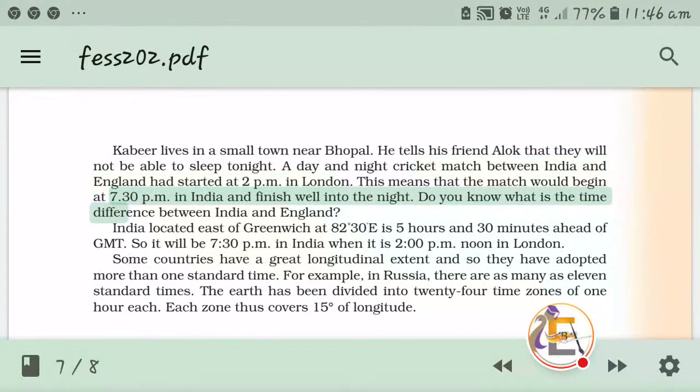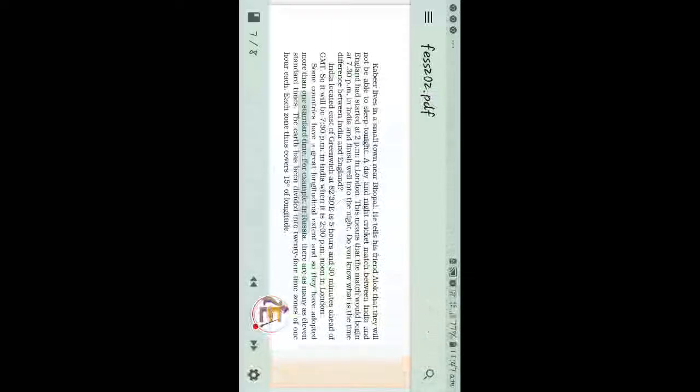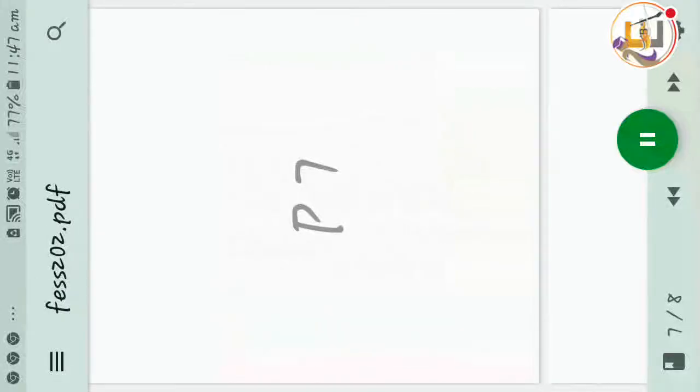India, located east of Greenwich at 82 degrees 30 minutes E, is 5 hours and 30 minutes ahead of GMT. So it will be 7:30 p.m. in India when it is 2 p.m. noon in London. Some countries have a great longitudinal extent and so they have adopted more than one standard time. For example, in Russia, there are as many as 11 standard times. The Earth has been divided into 24 time zones of 1 hour each. Each zone thus covers 15 degrees of longitude.